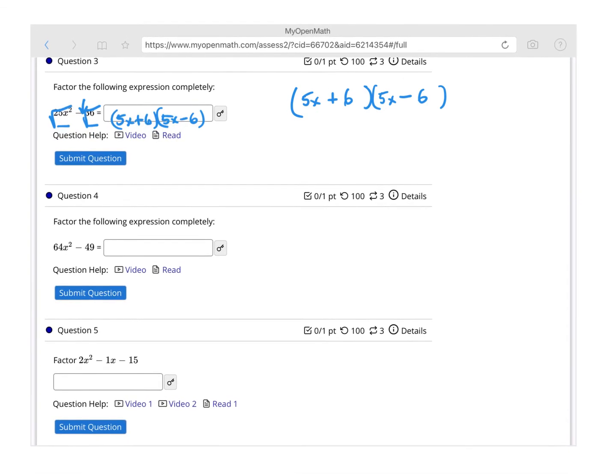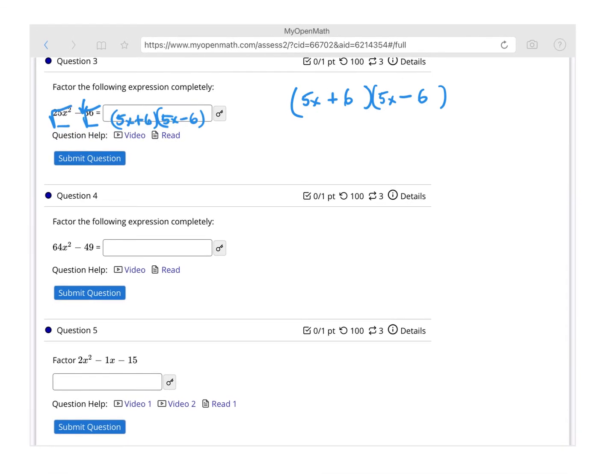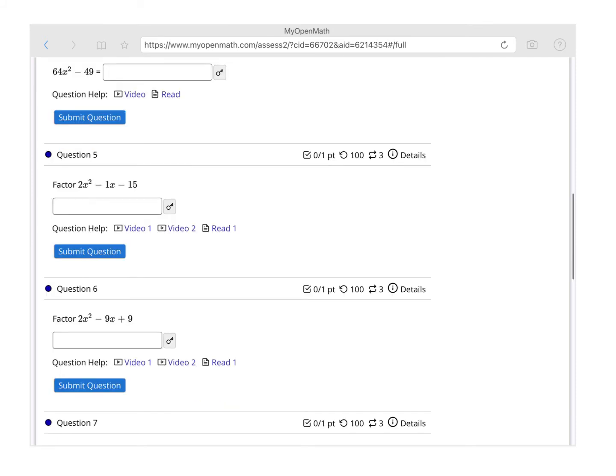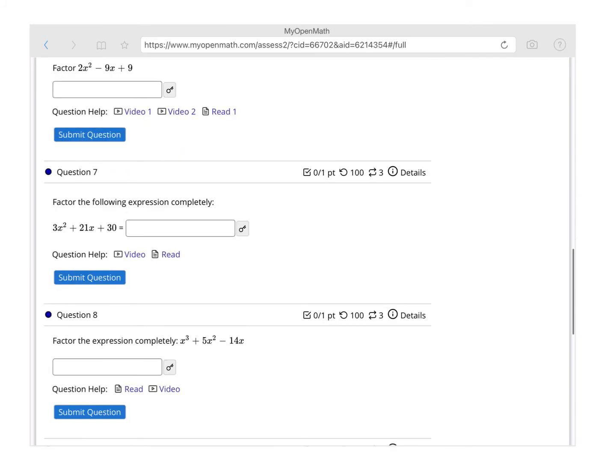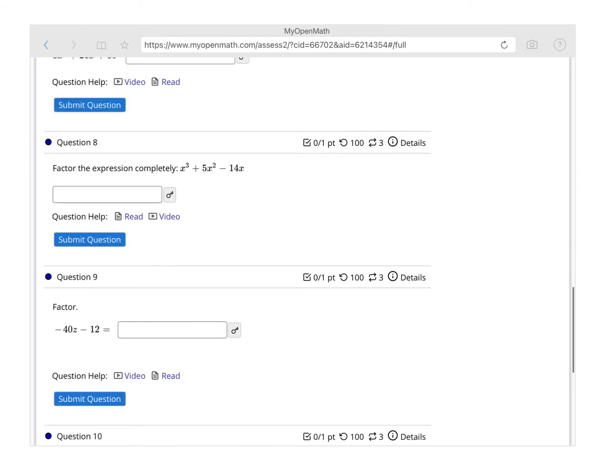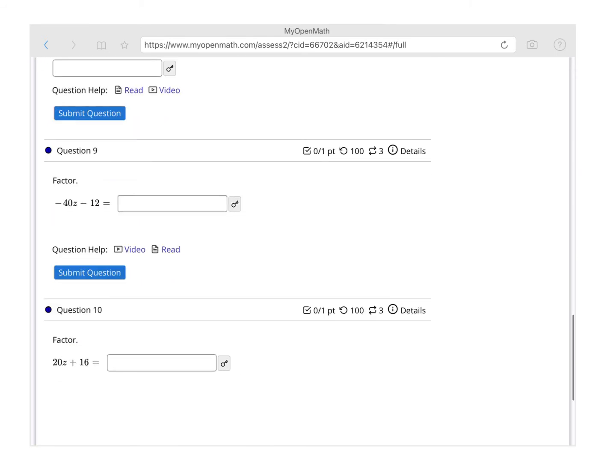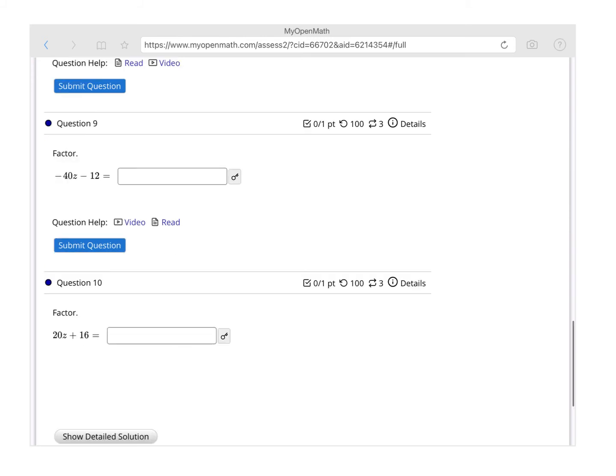Okay, now the next type of problem I'm going to do, and this is a little bit different than the order that the questions are, is I'm going to go ahead and do a common term factoring problem. Now, a common term factoring problem, this is the third type of problem, is when you have some number that you can factor out of each term. Now, if I look at this, I have a negative 40 and a negative 12. So what I'm going to do is I want to say, what's the largest number that goes into both 40 and 12? Well, that number is 4.